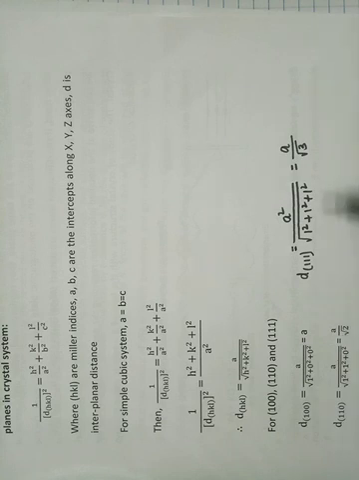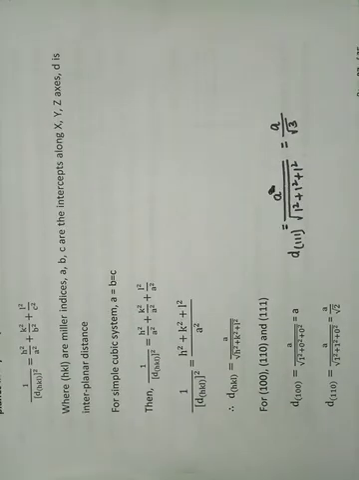Similarly, the interplanar distance in case of the plane 111 is given by a divided by square root of h square plus k square plus l square. That means the interplanar distance in case of the 111 plane is equal to a divided by square root of 3.